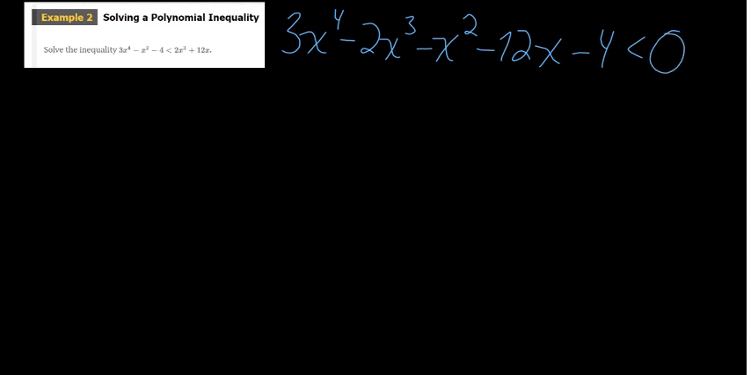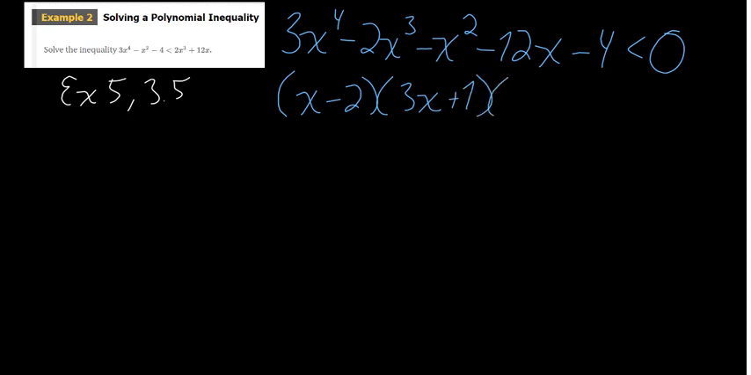Right. So similar to example 1, this is example 5 in section 3.5. So we factored this again in 3.5. If you want to see it, go back and watch that lecture again. This factors into x minus 2, 3x plus 1, and x squared plus x plus 2 is less than 0.